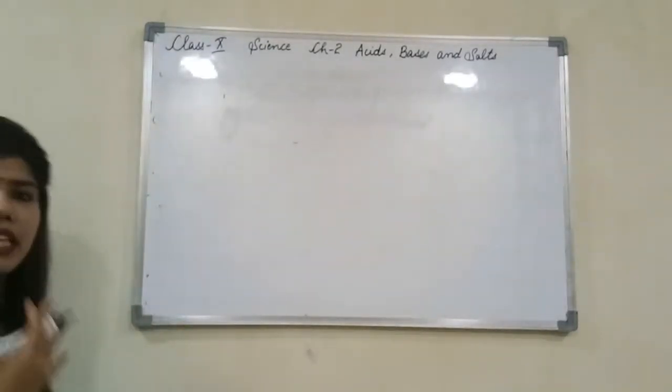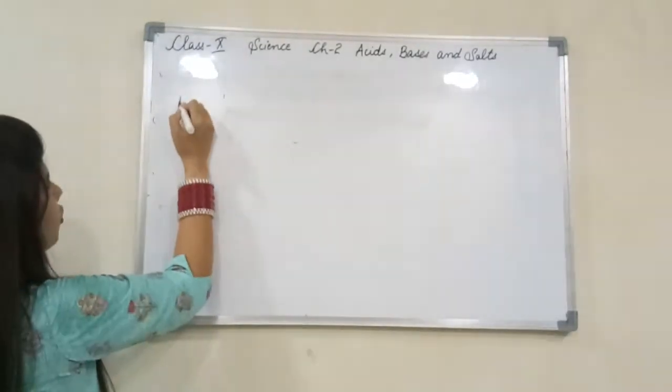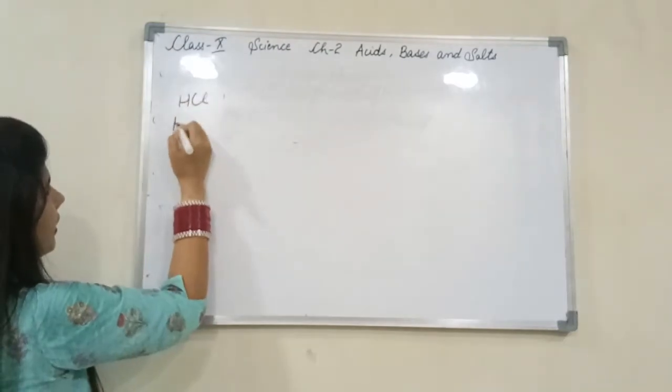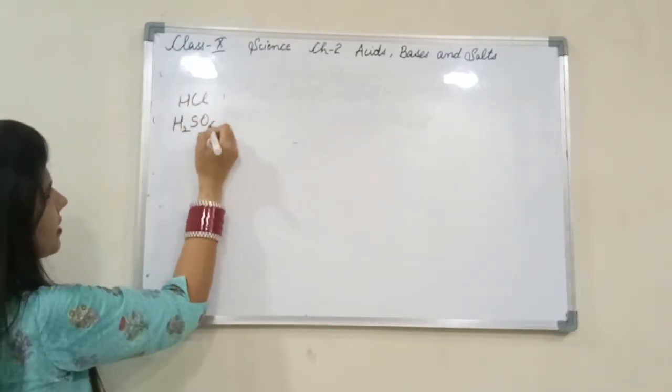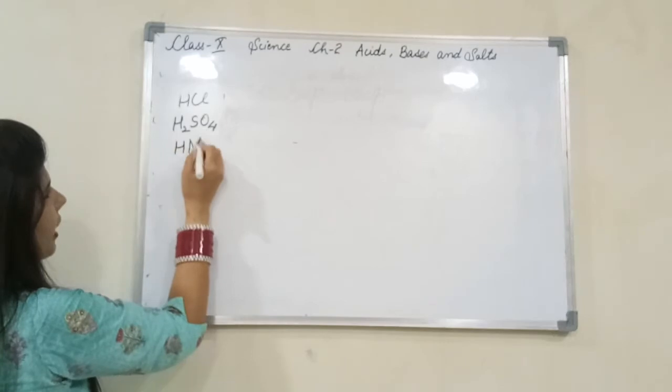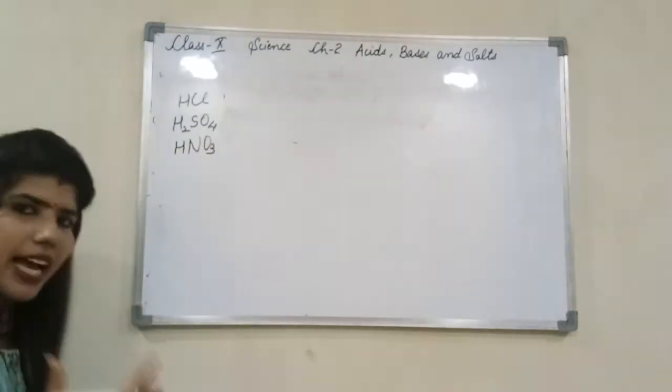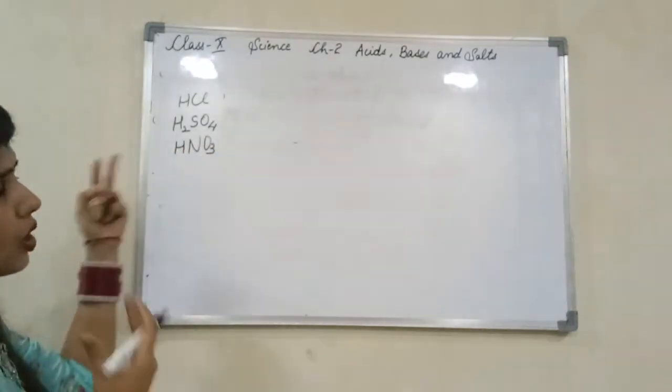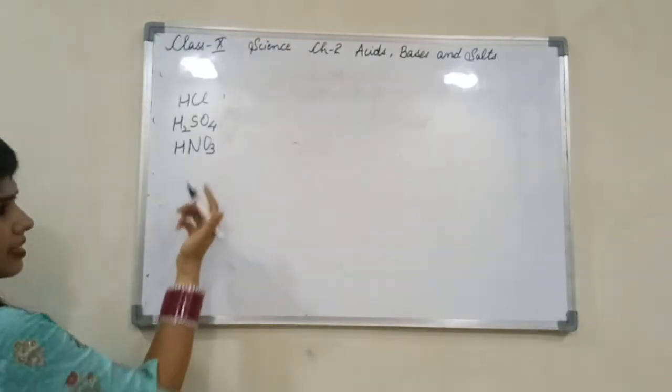So certain things will be taken from the lab. You have to take HCl, sulfuric acid, nitric acid. आपको कुछ acid लेने, कुछ bases लेने, then afterwards you are going to perform an experiment. Okay, then this is an activity.